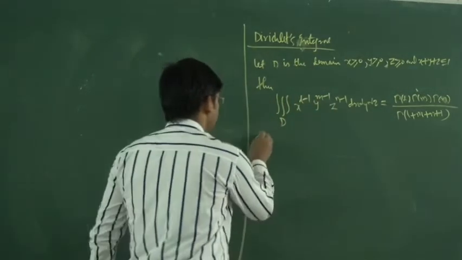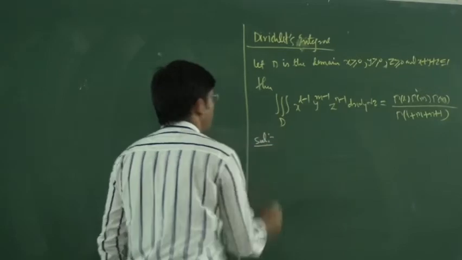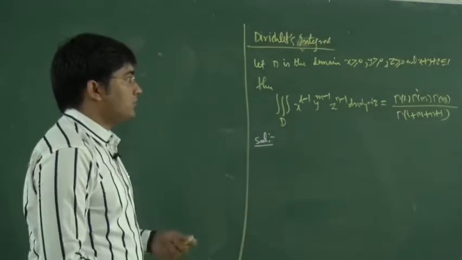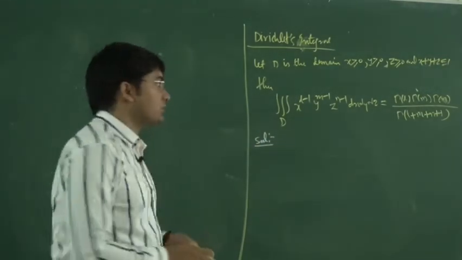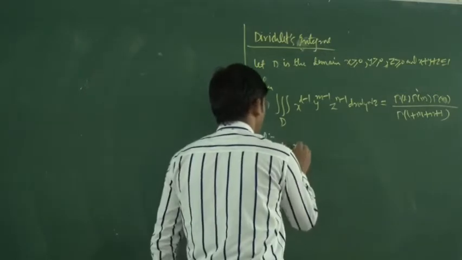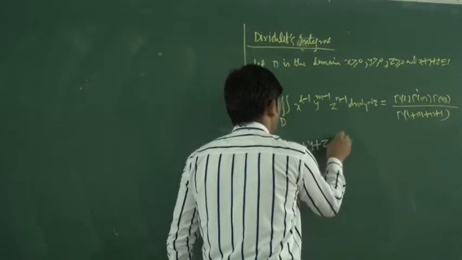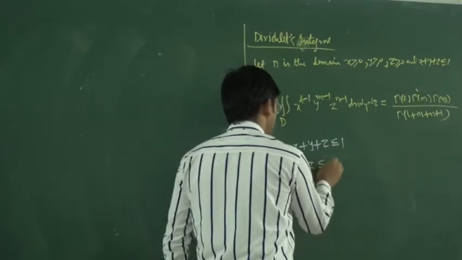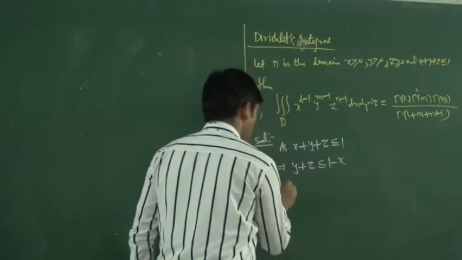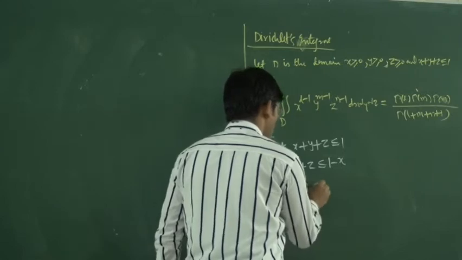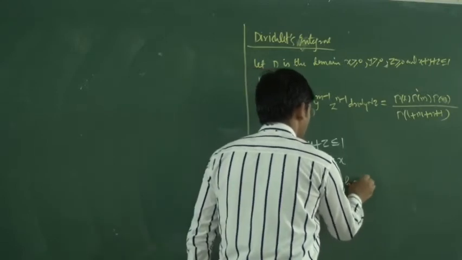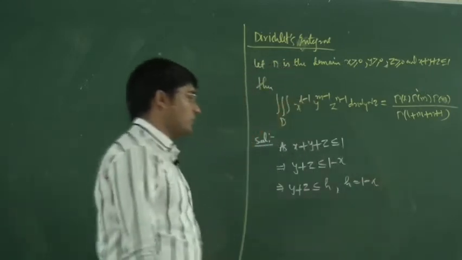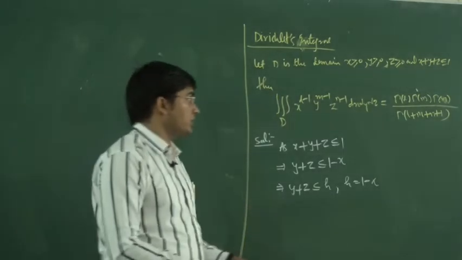Now solution. Here as x plus y plus z is less than or equal to 1, we can write y plus z as less than or equal to 1 minus x. So if you assume 1 minus x as h, then we have y plus z less than or equal to h.